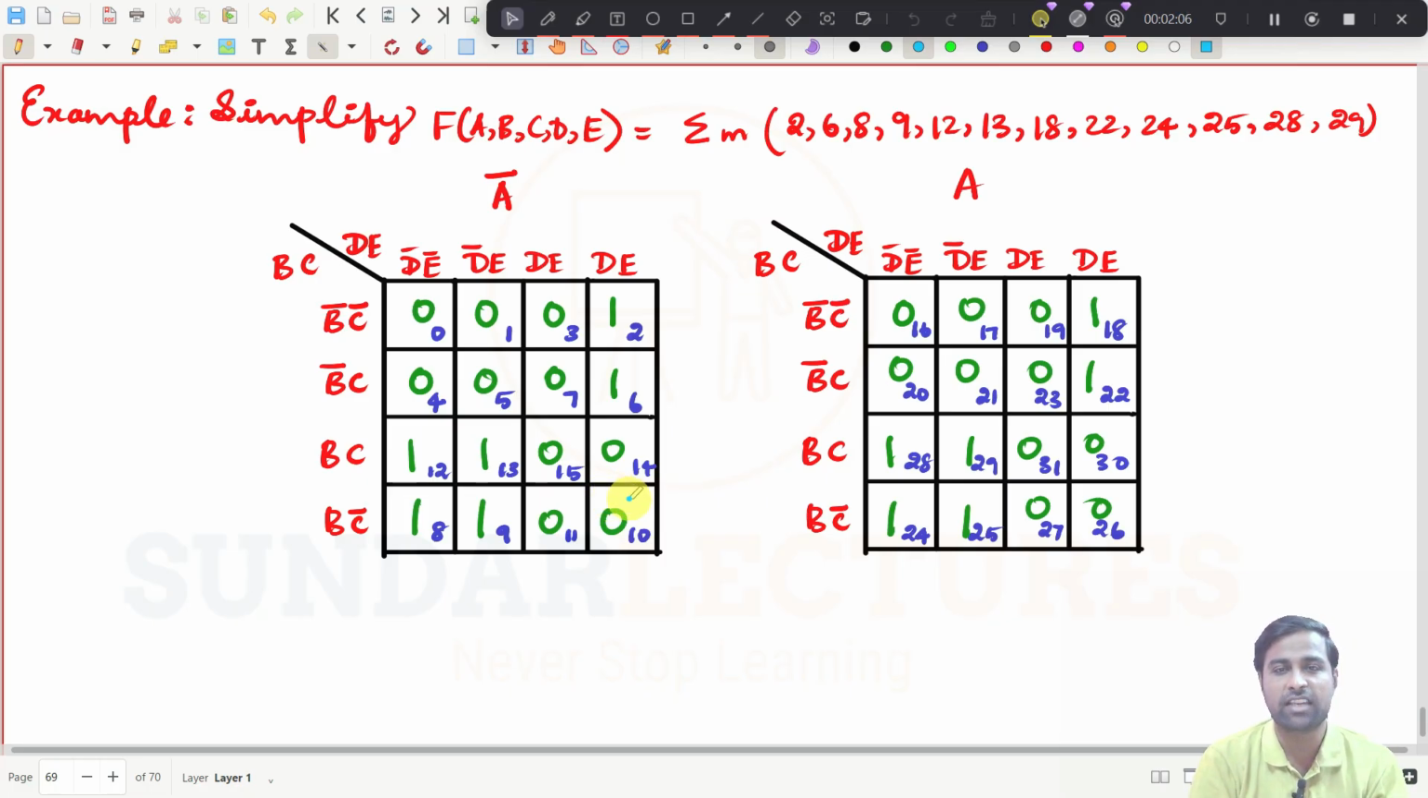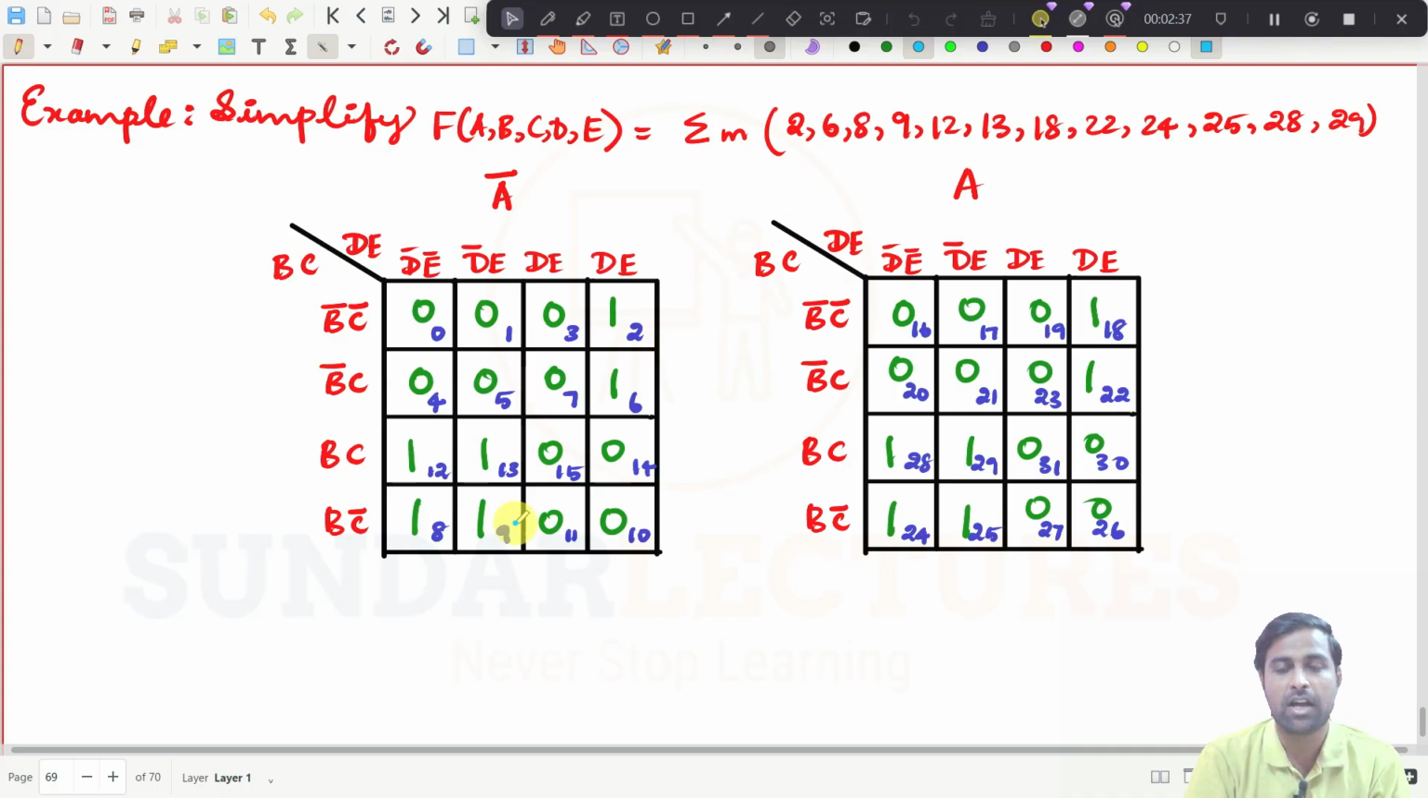Then I have to come to this map too. Once you completed this one, is there any octet possibility? No. Then you come to this map. Is there any octet possibility here? No, in rows, no octet possibility. Then come to this map again. See for quad possibility. Is there any quad possibility here? Yes, I have the quad possibility. Which is the quad possibility? This one. 12, 13, 8 and 9 are the quad possibility.